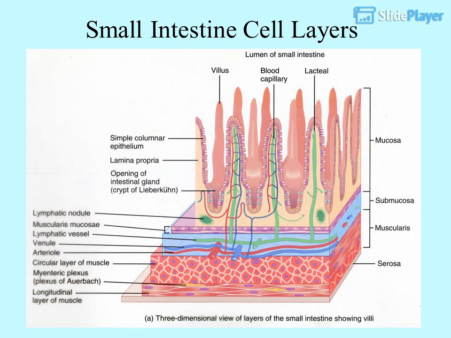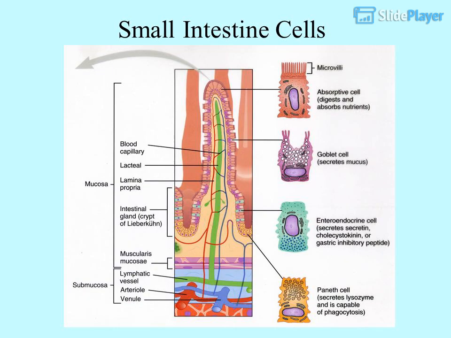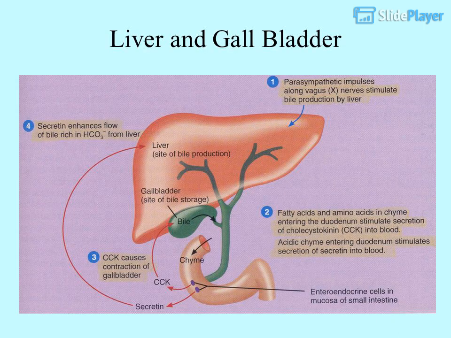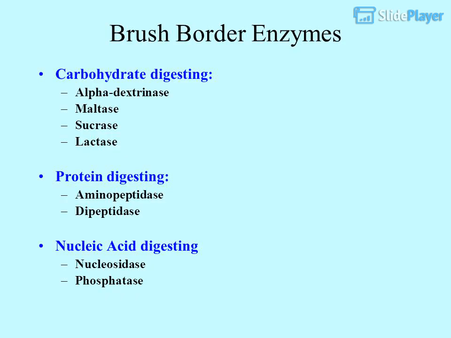Small intestine cell layers. Small intestine cells. Liver and gallbladder. Brush border enzymes. Carbohydrate digesting: alpha dextrinase, maltase, sucrase, lactase. Protein digesting: aminopeptidase, dipeptidase.